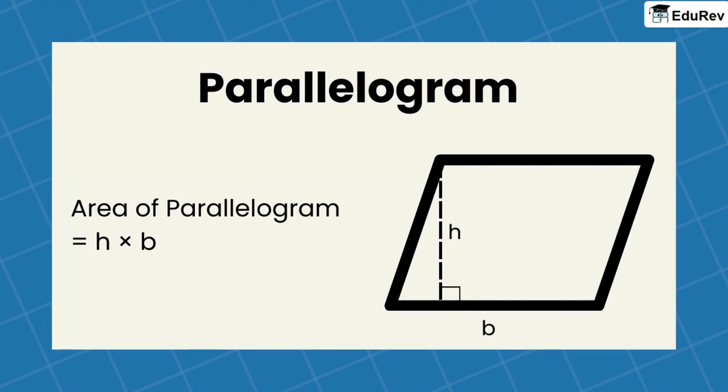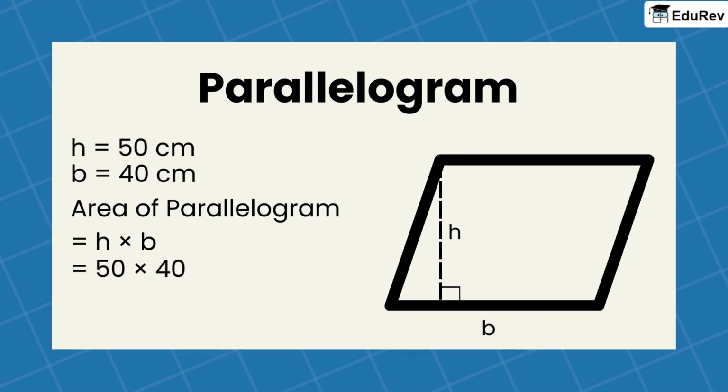Bob told us the height of the rug is 50 centimeters and the base length is 40 centimeters. So to calculate the area, we have H equal to 50 centimeters and B equal to 40 centimeters. Putting in the formula for the area of parallelogram, that is H multiplied by B, we get 50 multiplied by 40, that is 2000 centimeters square, which is the area of the rug.